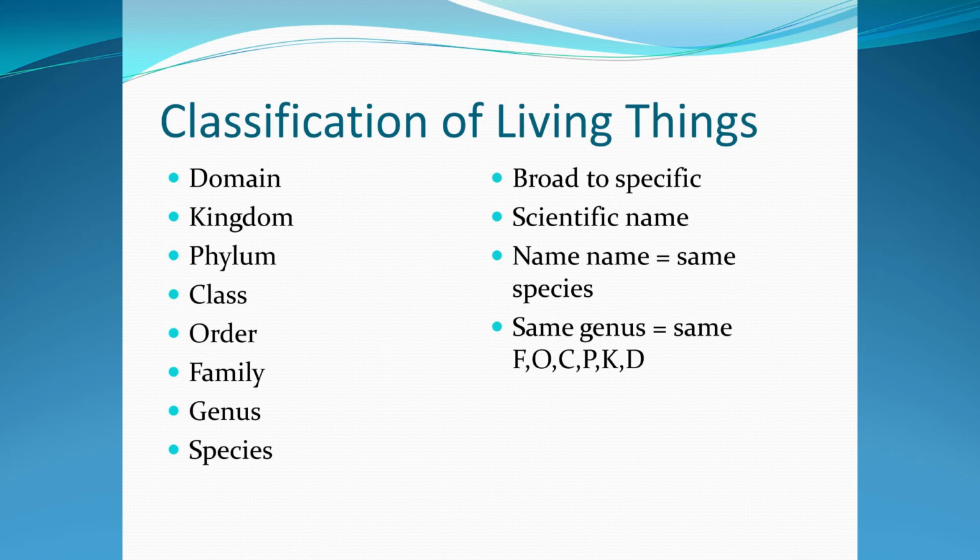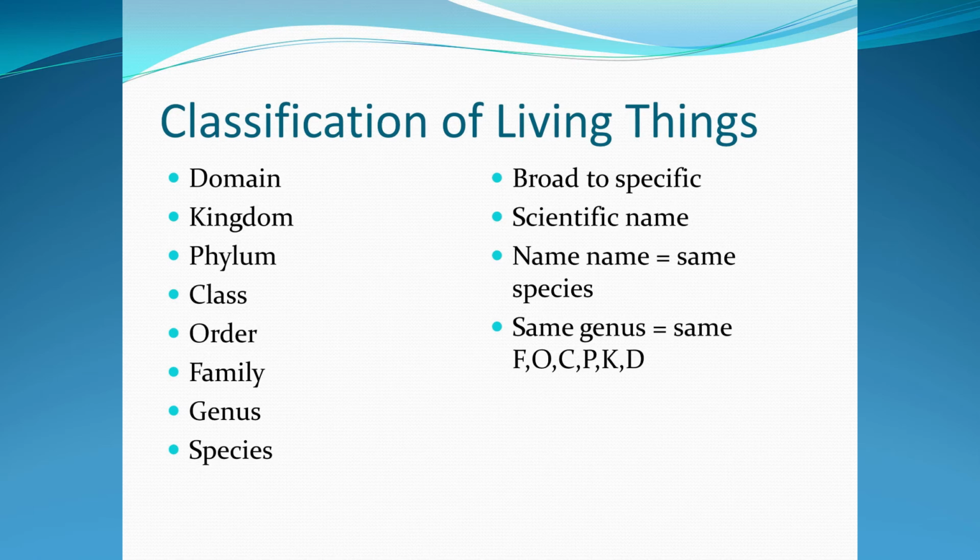So domain is very broad, a whole lot of different things fit in that category, while species is extremely specific. For the scientific name, we use the genus and the species. So scientific names are 2 names, and then we capitalize the genus but do not capitalize the species. If something has the same scientific name, like if organism A is a Homo sapien and organism B is a Homo sapien, they are the same species.